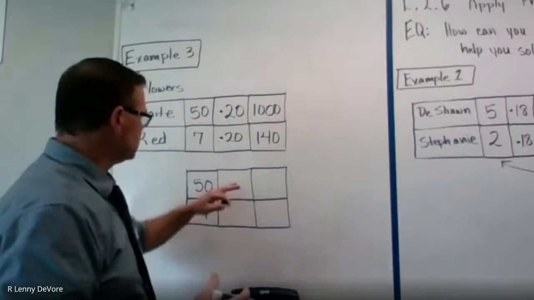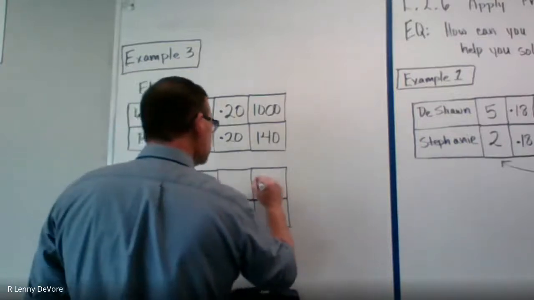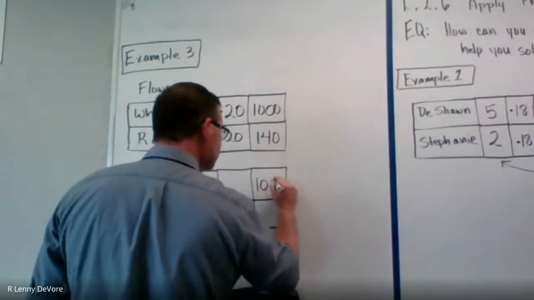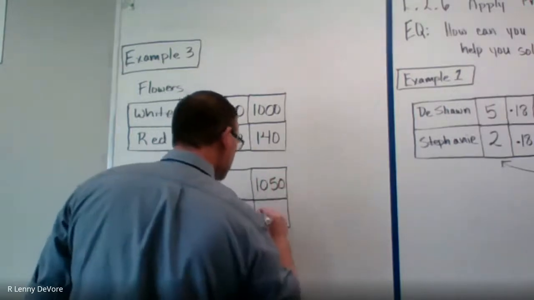Okay? Let's look at it the other way. So again, I have 1,050 and I have 140.